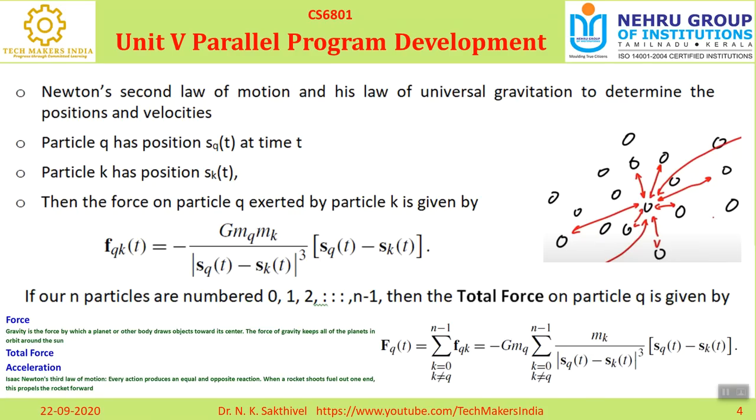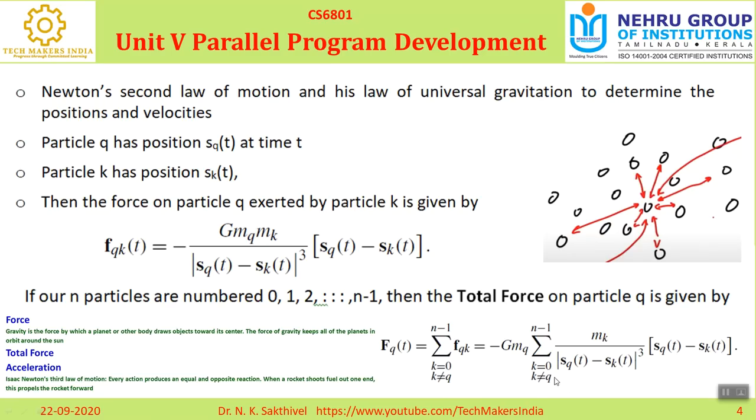Let us consider more particles. I explained only this one, where this is Q and this is K. Now consider this diagram: this is a single particle in the center, and after that, surrounding it are more particles. At that time, what is the total force? The total force can be calculated like this. Same formula, no difference. The only thing is that there are more particles, so n equal to 0 to n minus 1. It is a summation, as you know very well.